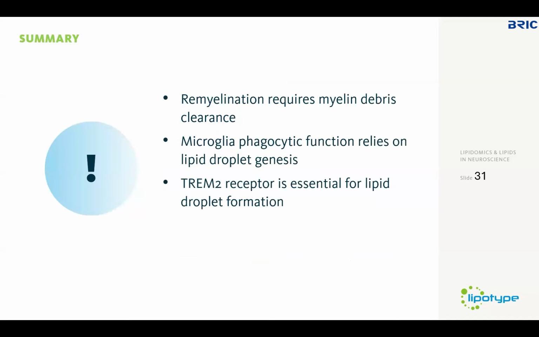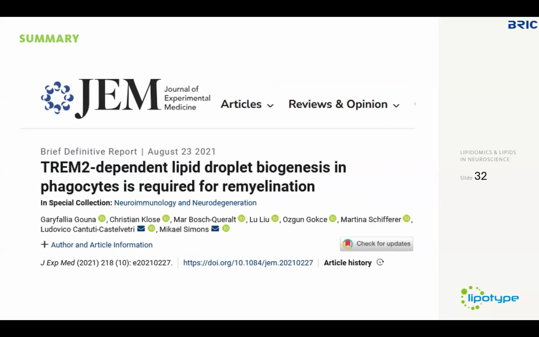So to sum up, remyelination requires myelin debris clearance, and microglia phagocytic function relies on lipid droplet genesis, and the TREM2 receptor is essential for lipid droplet formation. This was also published. You can check this article if you want.